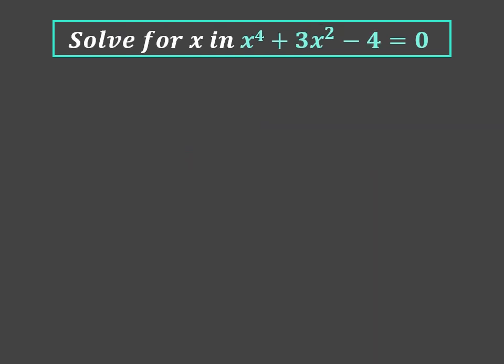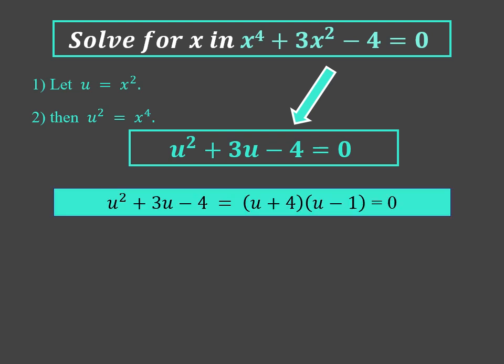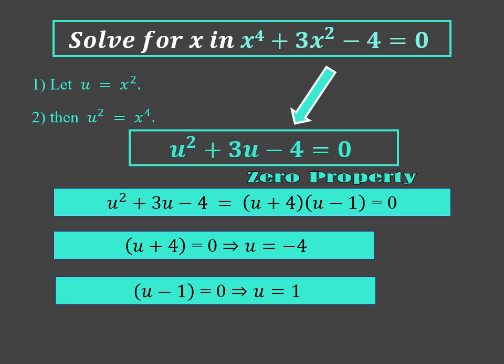Another example, we need to solve for x in x to the power 4 plus 3x squared minus 4 equals 0. So let u equal x squared. Therefore u squared equal x to the power 4. Therefore my equation will change into u squared plus 3u minus 4 equals 0. This can be factored as u plus 4 times u minus 1 equals 0. Now we're going to use the zero property. Therefore we got u equal -4 or u equal 1.